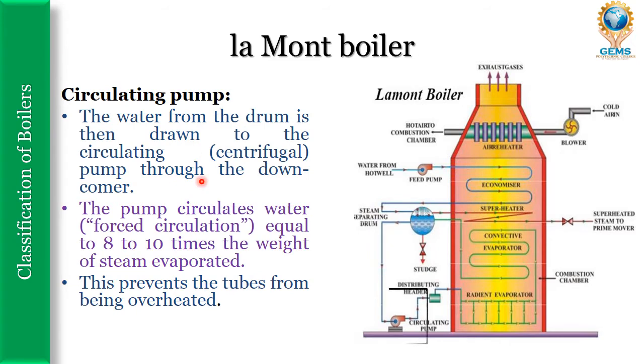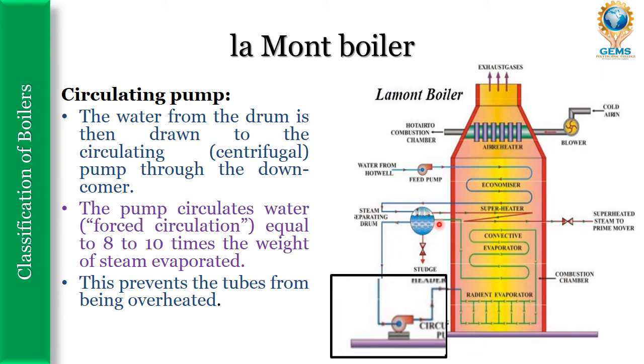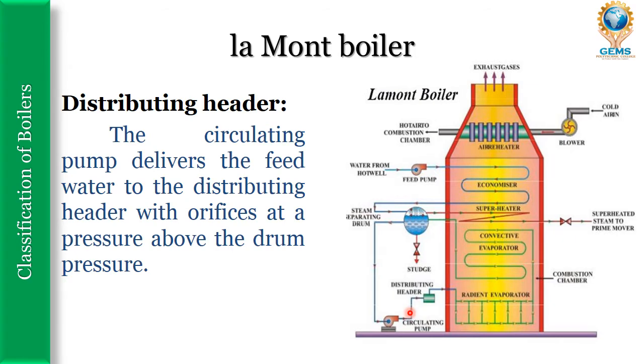Next comes the circulating pump. So this is the circulating pump. The water from the steam drum is then drawn to the circulating pump, which may be a centrifugal pump, through the downcomer. The pump force circulates water equal to 8 to 10 times the weight of steam evaporated. This prevents the tubes from being overheated.